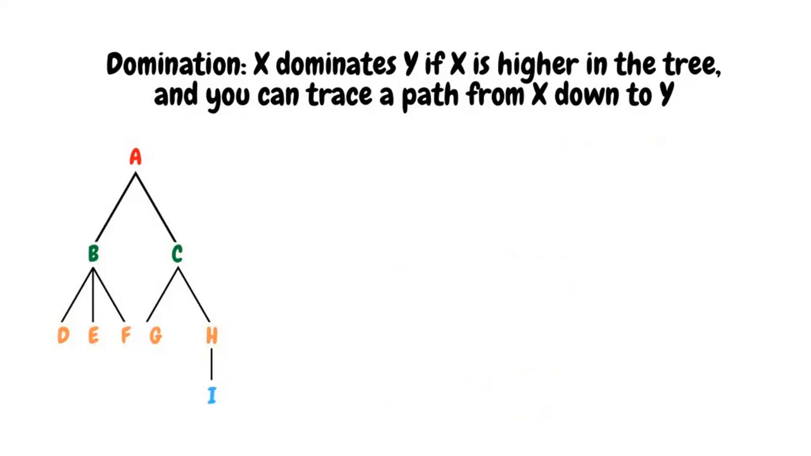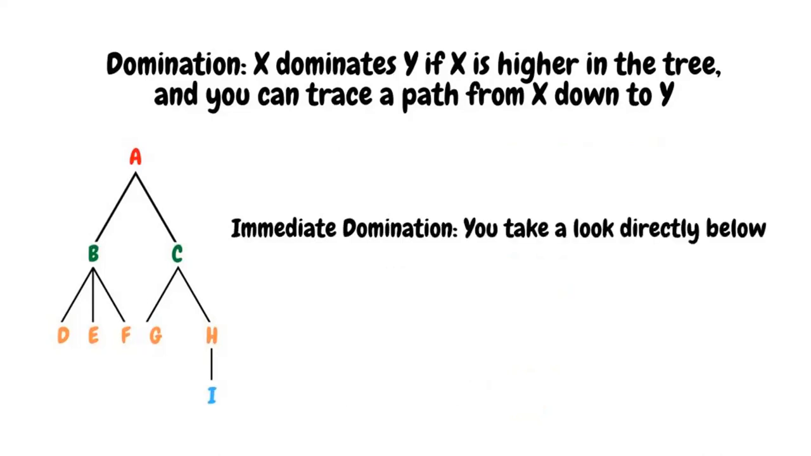So that's domination. The other thing we need to talk about is immediate domination. And immediate domination just means that you take a look directly below. So A, what does A immediately dominate? We just take a look down once. So we look at B, we look at C, and then we stop looking. So A immediately dominates B and C. So this is the difference between immediate domination and just domination in general. Domination, we keep looking down as far as we can go. Immediate domination, we look down once and then we stop.